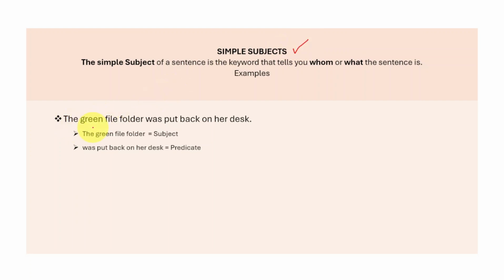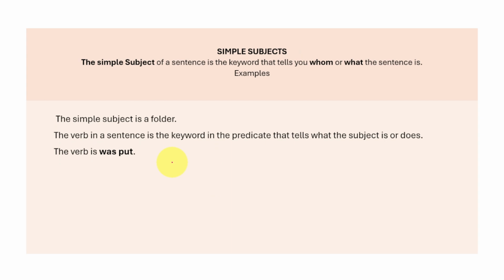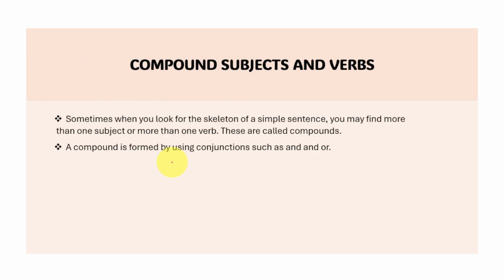So, the green file folder was put back on her desk. When you take a look, the green file folder is the subject, and was put back on her desk is the predicate. You're going to see this when I show you. So yeah, we come here: compound subject and verb.